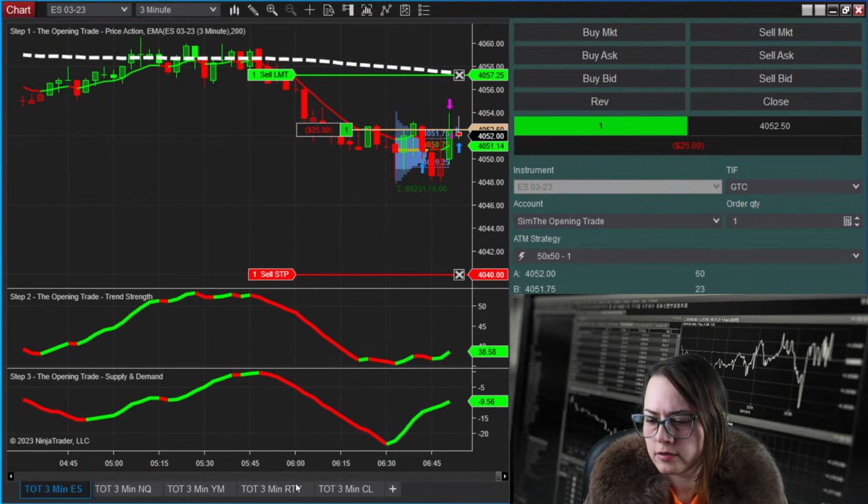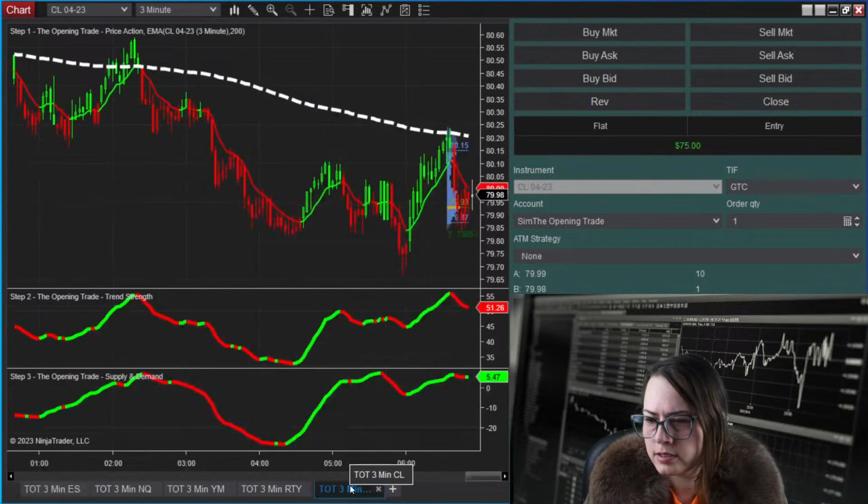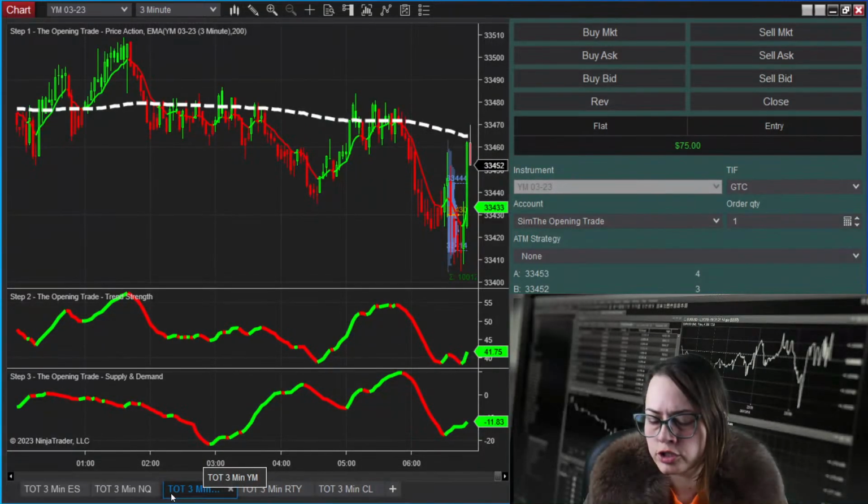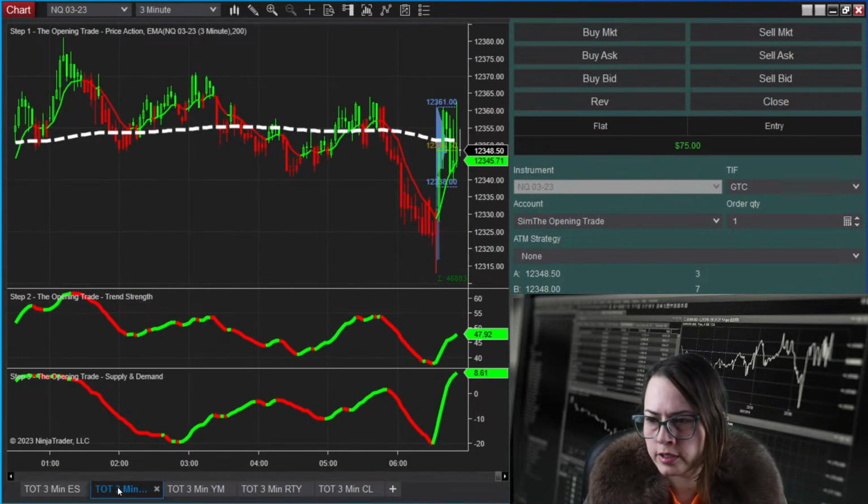So let's take a look at the other markets here. Crude oil. This is the Russell. Here we have the Dow. The Dow just came up to the 200 period EMA, pretty close to it. Came up over in the current candle. The candle before it, it was right below. The NASDAQ is bouncing around the 200 period EMA.